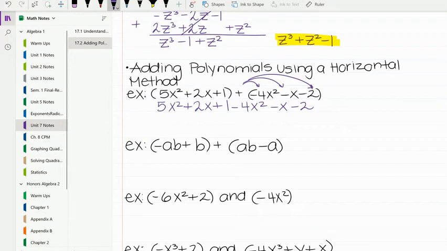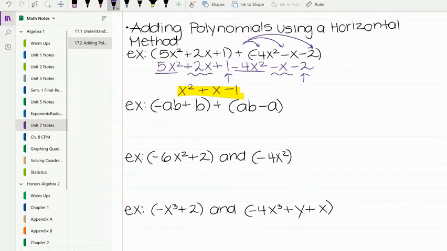So now I just combine like terms. I'm going to put it in standard form as I go. It looks like the highest degree is 2. So I have a 5x squared and a negative 4x squared, which would be x squared. I have a positive 2x and a negative x, so 2x minus x would be x. And then I have a 1 and a negative 2, which would be negative 1. And we want to make sure that's in standard form, which it is, because we go from the highest degree to the lowest degree. All right, looking at the next one.